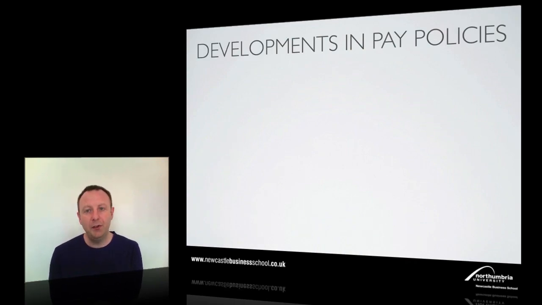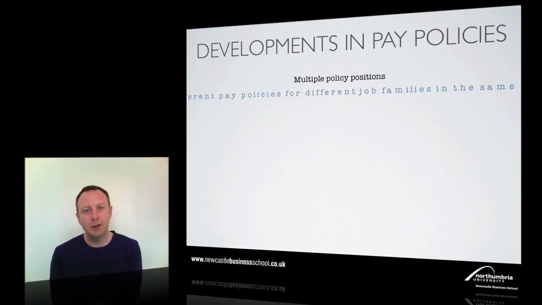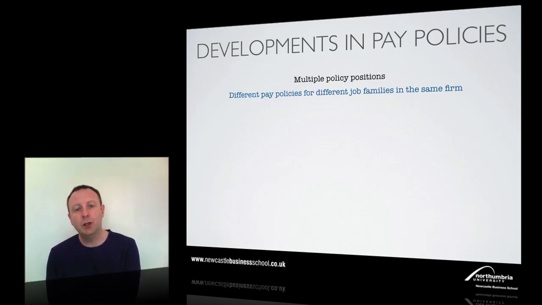More recently, we've seen organisations adopt a range of different approaches to pay policies. First thing we've seen is organisations adopting multiple policy positions. So, in detail, we see organisations offering different pay policies to different job families within their organisation.